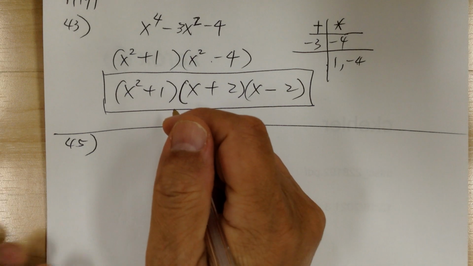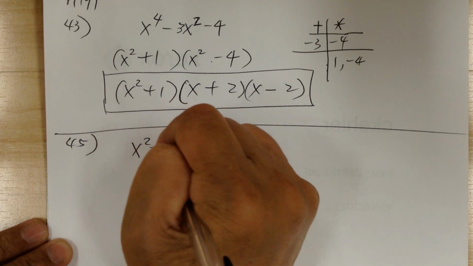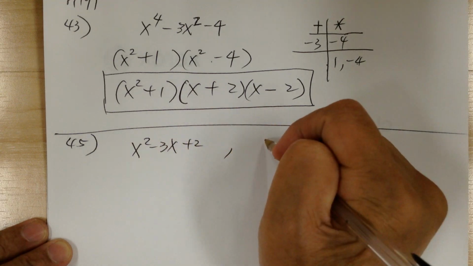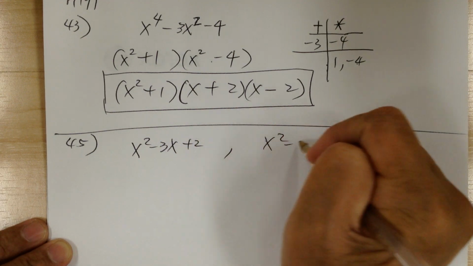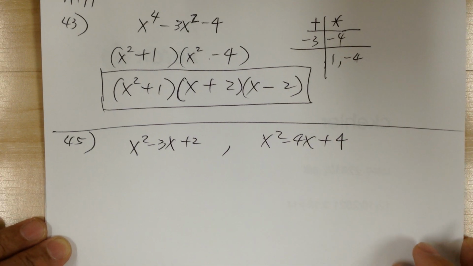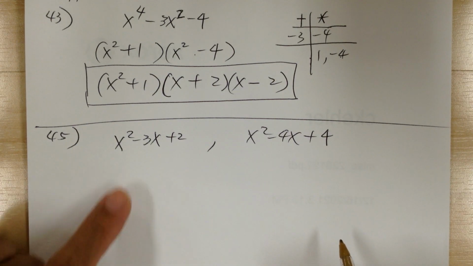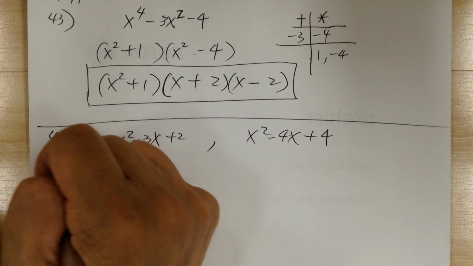Okay, so this one you're looking for GCF and LCM. You get x squared minus 3x plus 2, and then you have x squared minus 4x plus 4. To find GCF and LCM for the polynomials, you need to do the factoring. So let's factor this first.